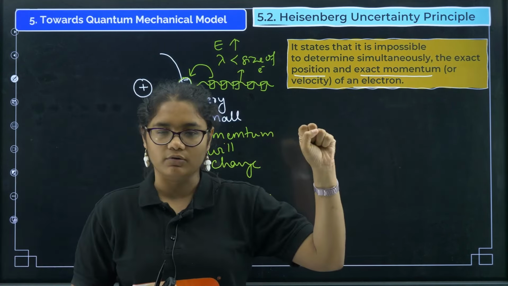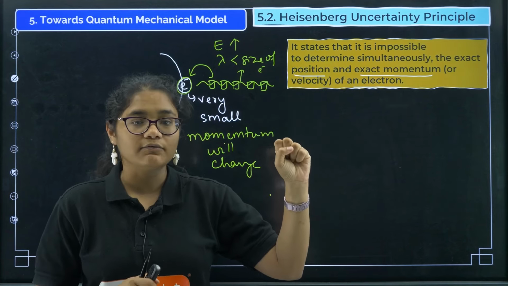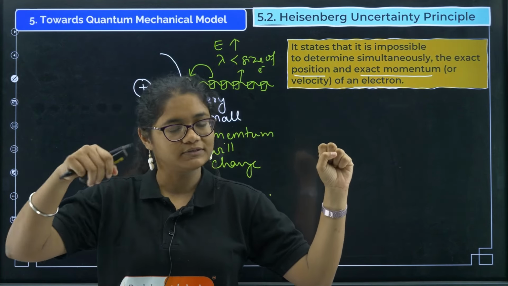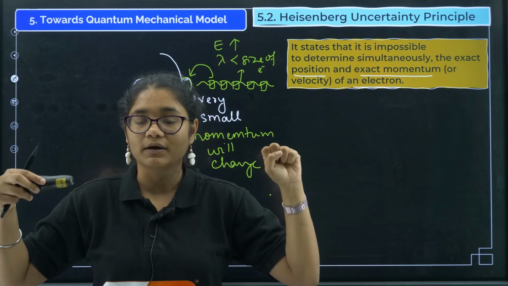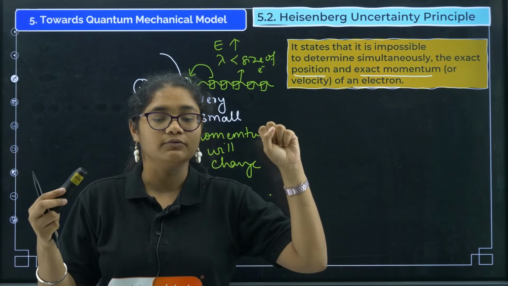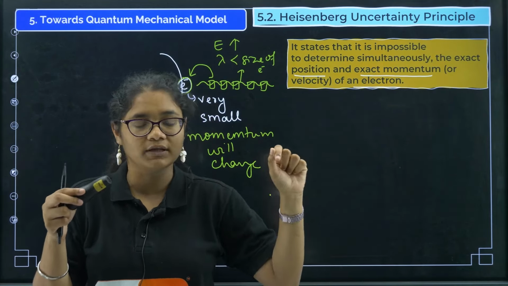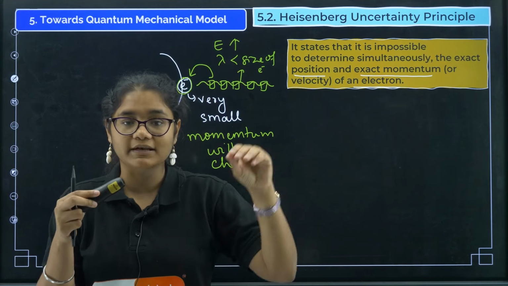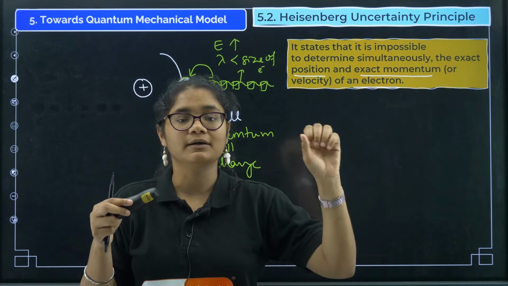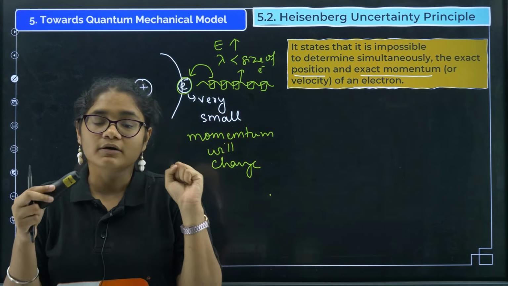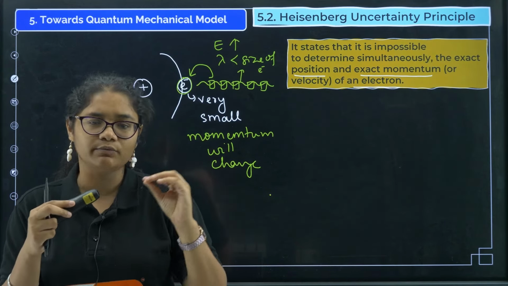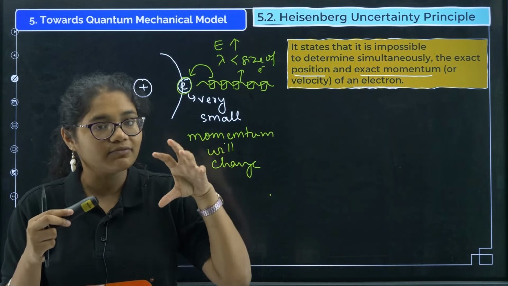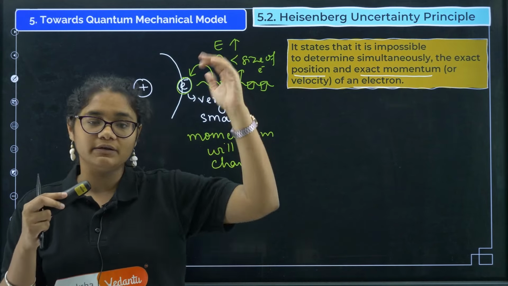Suppose this is an electron, a very small particle, and I want to observe it. So what will I do? I'll put some light on it. Suppose this is my torch, I'm putting the light on this electron. To observe anything, the radiation that you are putting here, its wavelength should be comparable to the size of the electron. Now electron size is very small, that means the wavelength will also be very small. If the wavelength is very small, then energy will be very high.